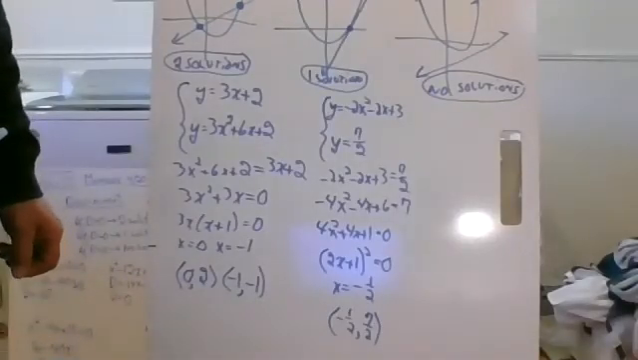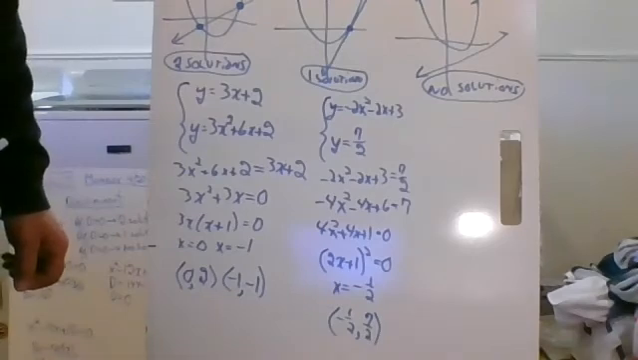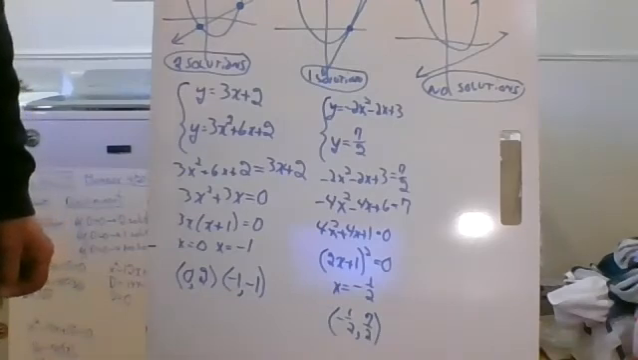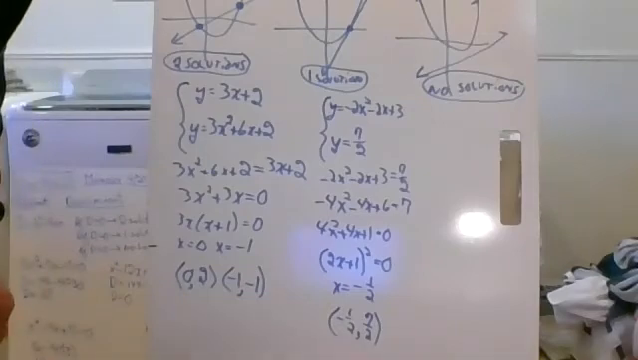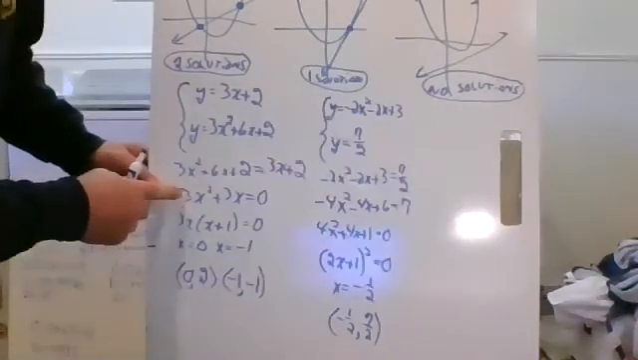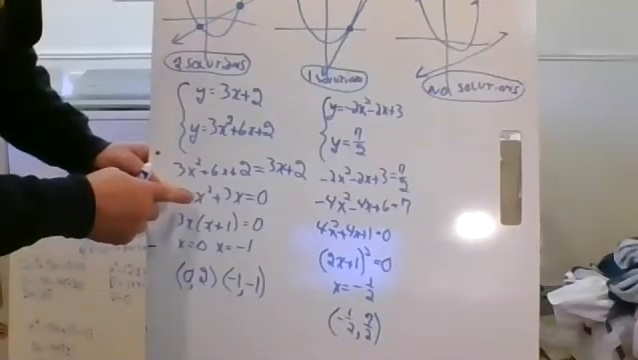All right? Does that make sense? Mr. Tilly, how did you go from 3x squared plus 3x to 3x times the quantity x plus 1? Yes. All right, I factored out 3x.